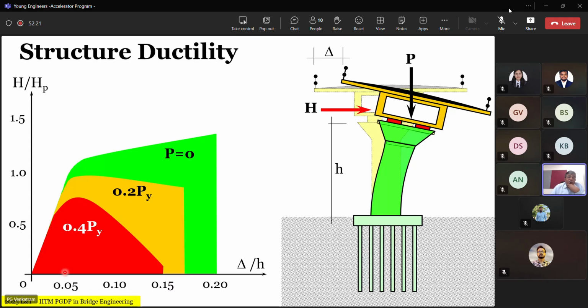Now, can you tell me why do you think it is happening? And do you think we reach this kind of situation in our design? Or when do we reach this kind of situation in our design? The structure ductility dropping with increasing level of axial compressive stress. Why is it? Why should it happen? So what kind of decisions that we make will lead towards that decrease in the structural ductility being measured as HU by HY?